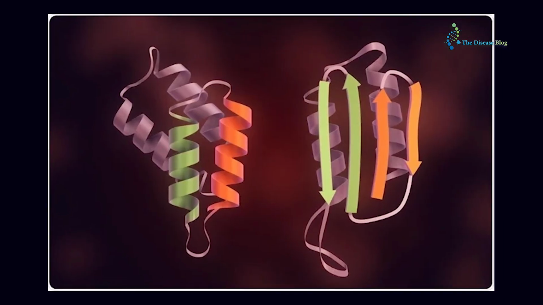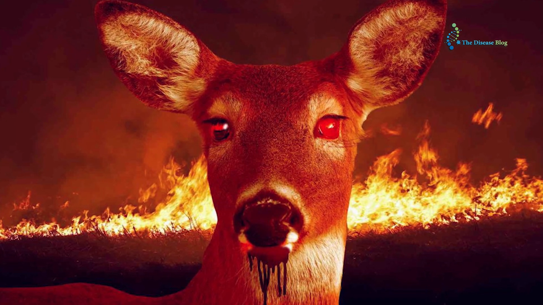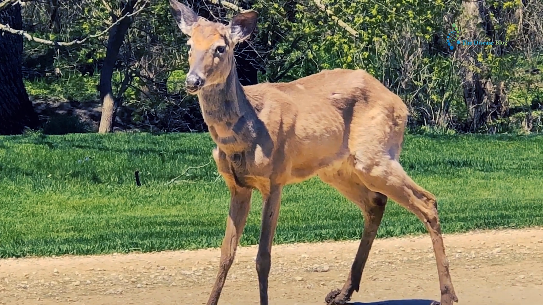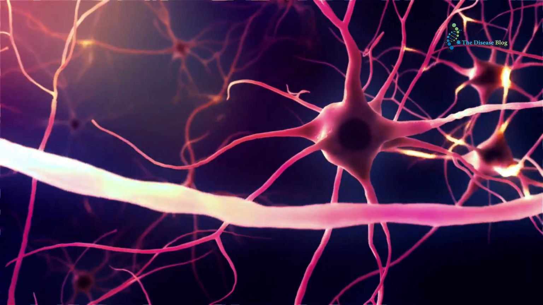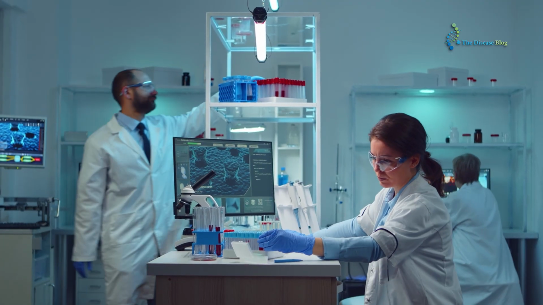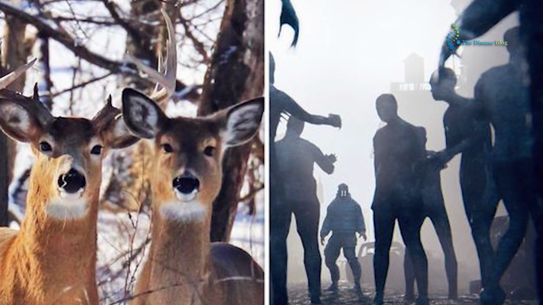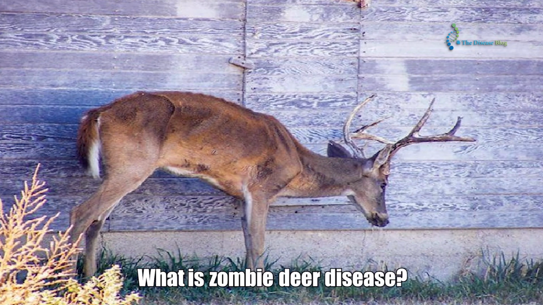Prions are proteins that hunt deer and moose and turn these majestic creatures into something that looks formidable. Zombie deer disease affects the brain and nervous system and displays frightful symptoms. Let's discover how this hideous ailment spreads and affects not only deer and moose, but also transmits to humans. What is zombie deer disease?